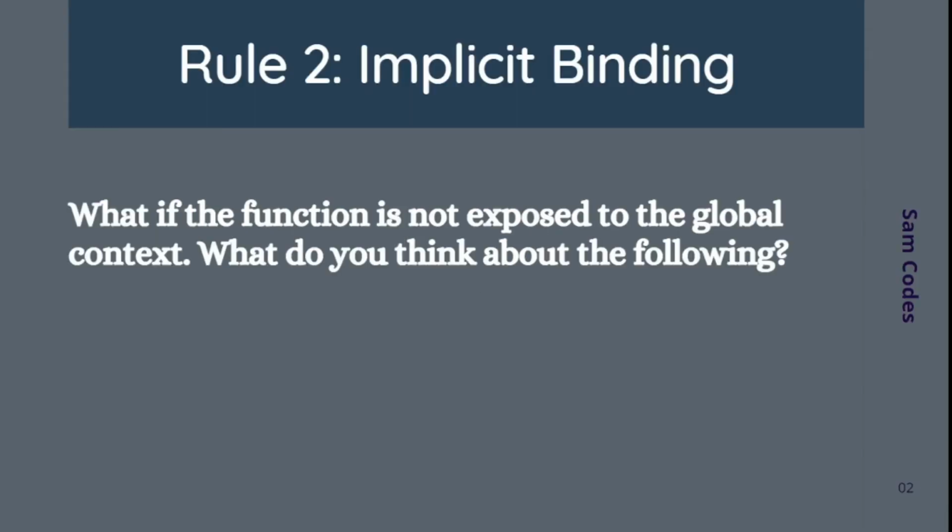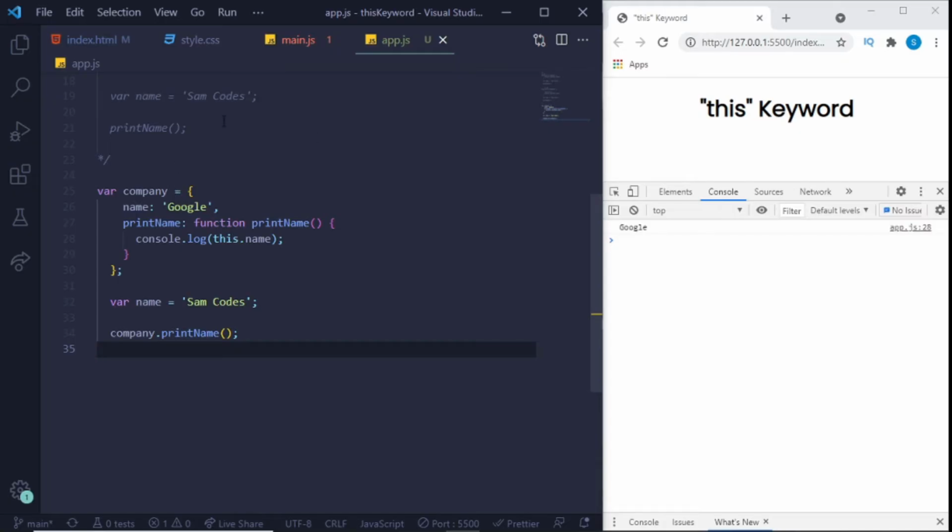Now let's talk about implicit binding. What if the function is not exposed to the global context? Now I want you guys to tell me what you think about the following example. This time, this is keeping a reference to the object that encloses its wrapping function. Therefore, the rule states, this refers to call site when enclosed in an object. Now I want you to mark my words, listen to my words, call site. The rule did not say write site, but call site. The above example will print Google, but don't expect the following example to print the same.